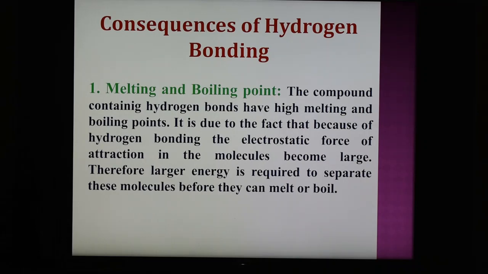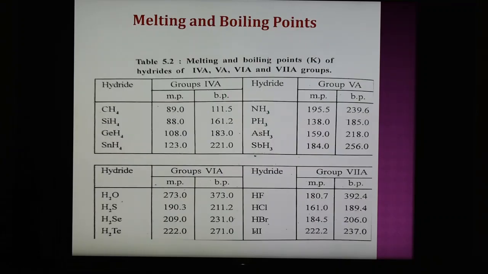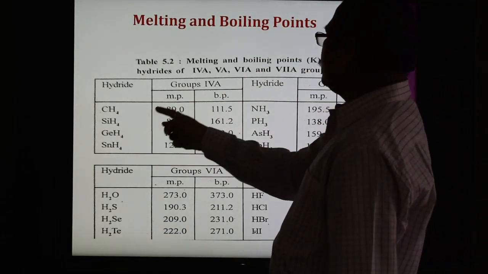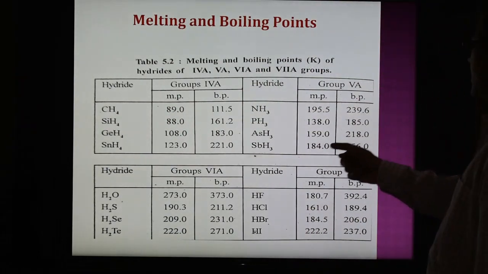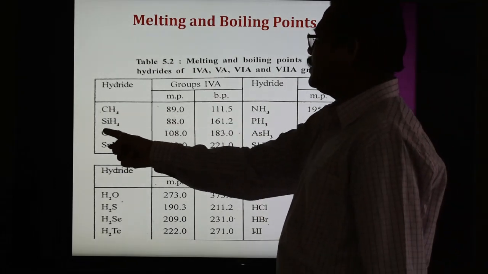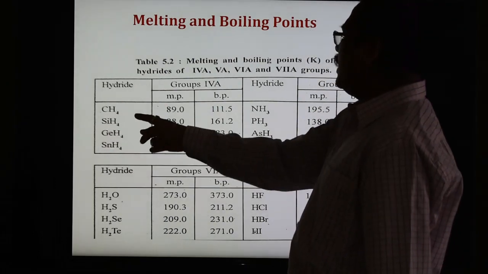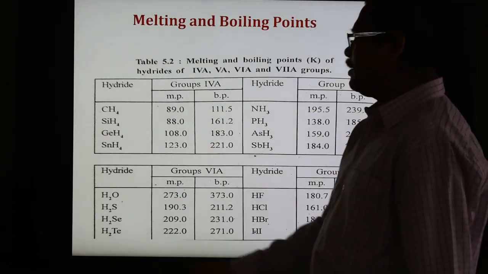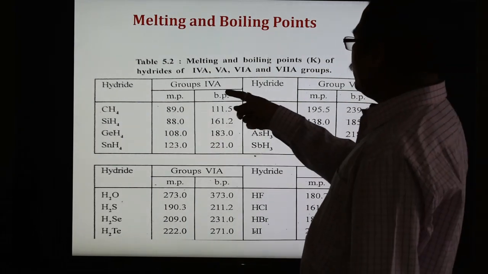The effect of hydrogen bonding on melting and boiling point can be understood by comparing the boiling points of hydrides of elements of group 4A, 5A, 6A, and 7A. So here it is shown in the next slide how these boiling points and melting points increase by the presence of hydrogen bonding. Here these are the hydrides of group 4A, this is 5A, this is 6A and 7A. If you see the elements carbon, silicon, germanium, tin of group 4A, and here the hydrides, hydride means compound with hydrogen, the melting point increases, and the boiling point also increases.